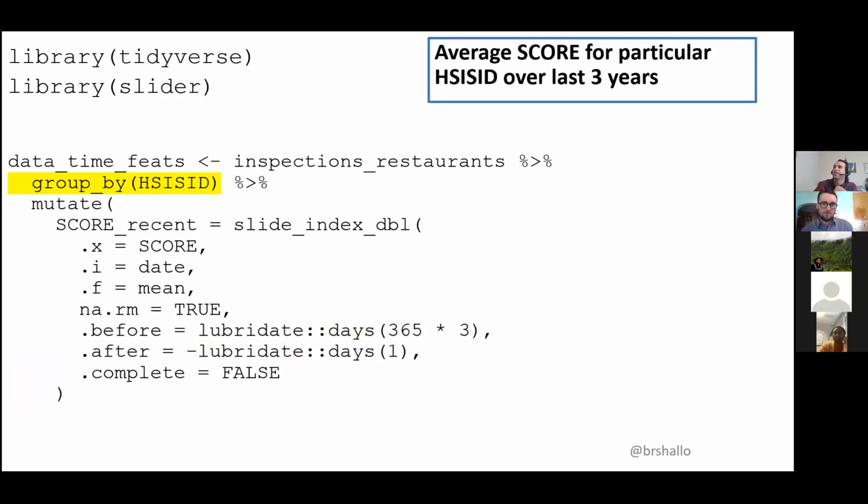I'm going to walk through a second example where I show how I would create the average score over the last 3 years for each individual restaurant. So in this case, again, I'm taking my raw data.